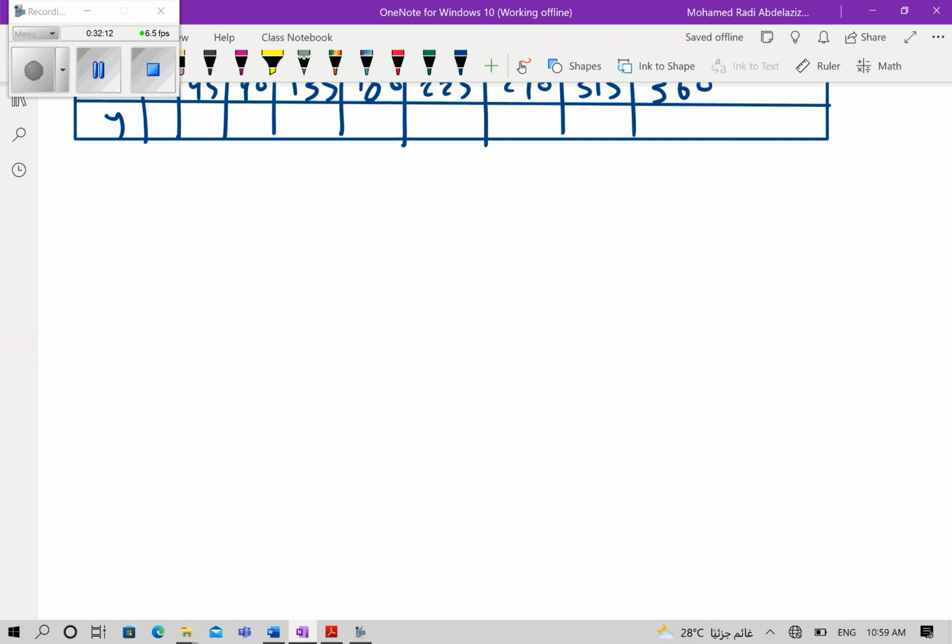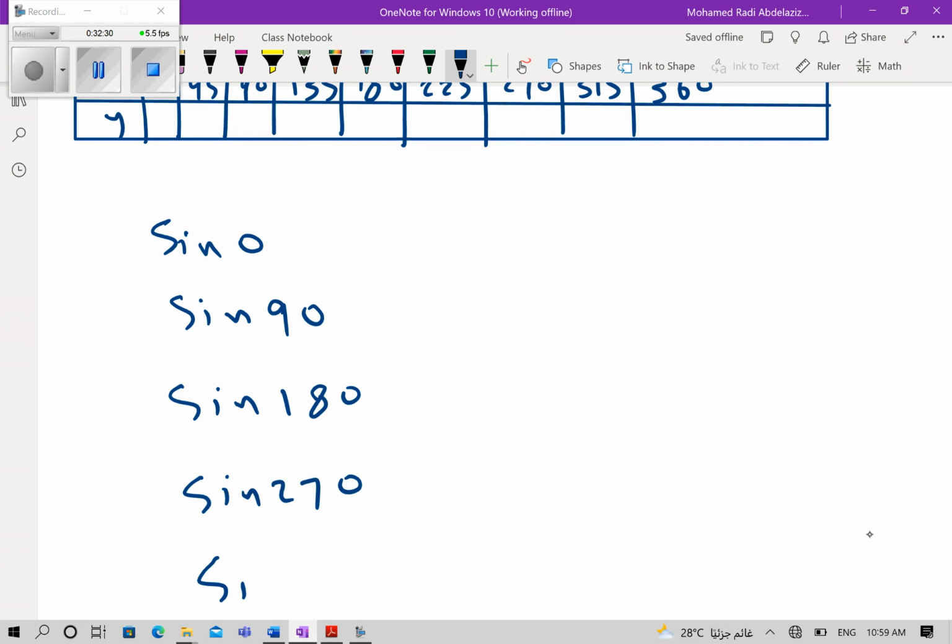Without using the calculator, if I ask for sine 0, sine 90, sine 180, sine 270, sine 360, if you recognize the graph, you can find the values. Sine 0 is 0, sine 90 is 1, sine 180 is 0, sine 270 is negative 1, sine 360 is 0.